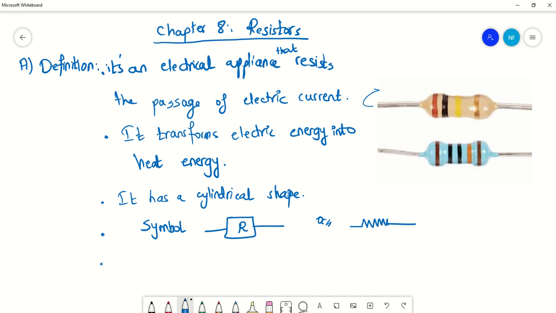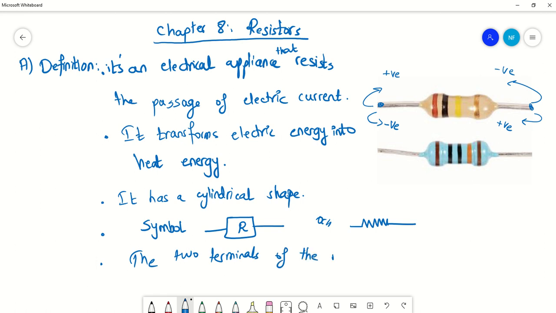If I'm connecting this terminal to the positive pole of the battery and this terminal to the negative pole of the battery, it gives a true indication. Or otherwise, if I'm connecting this to the negative pole of the battery and this to the positive pole, it also gives a true indication. So in this case there is no true or wrong connection, because the two terminals of the resistor are identical.